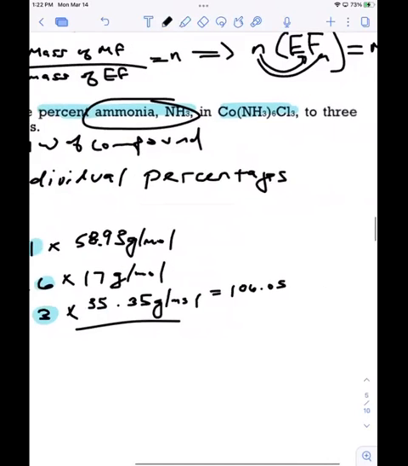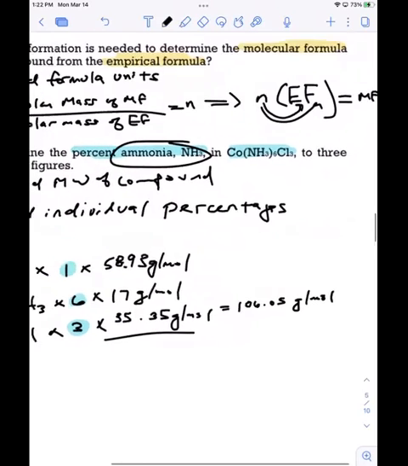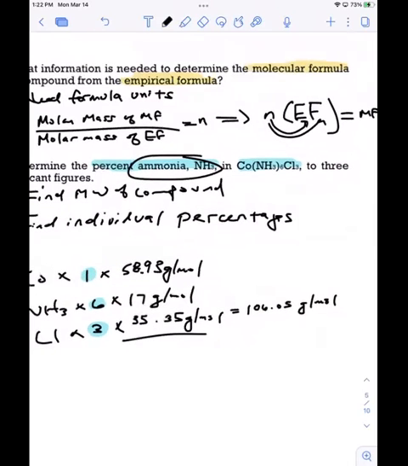106.05, and this is grams per mole. And then what about cobalt? Cobalt is going to stay the same, right? That's going to be 58.93 grams per mole. And then what about the ammonia? 17 times 6. That's 102. 102, good.